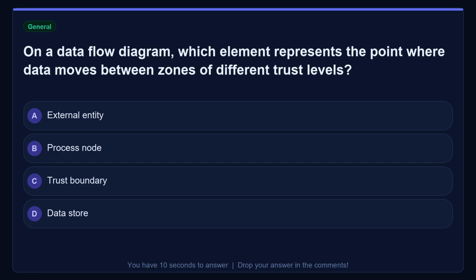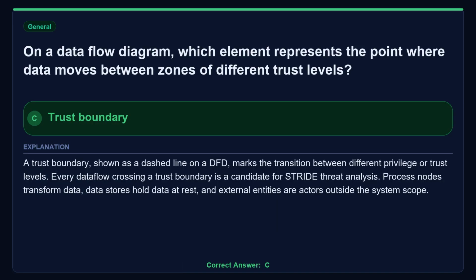On a data flow diagram, which element represents the point where data moves between zones of different trust levels? The correct answer is C, trust boundary.